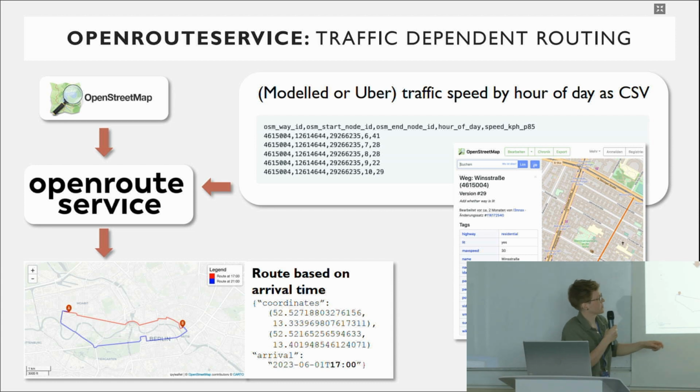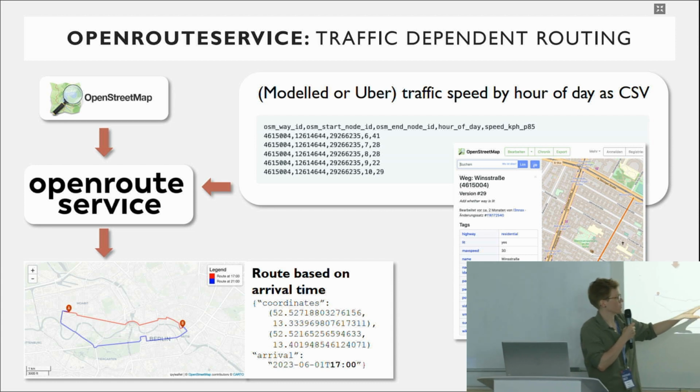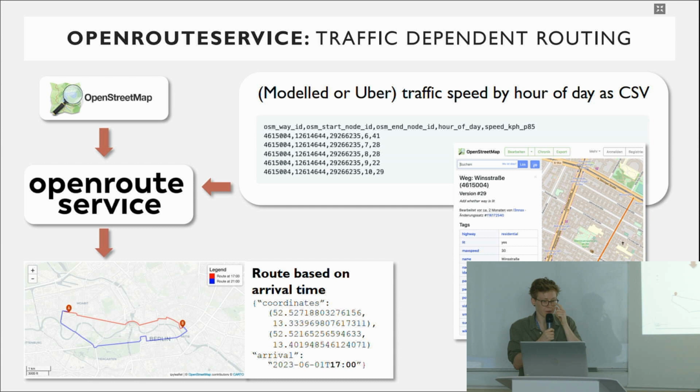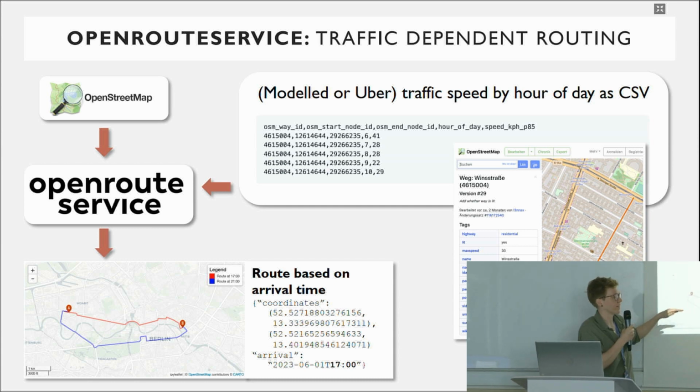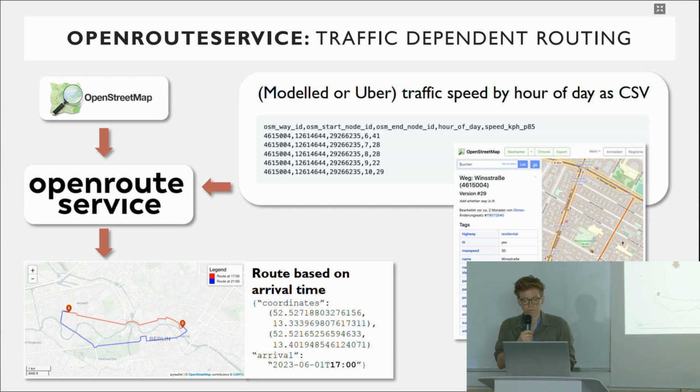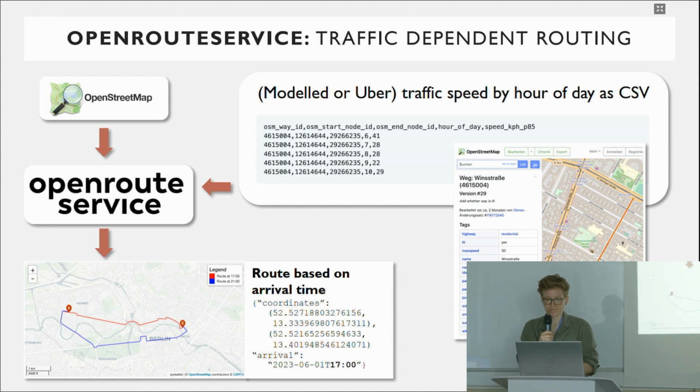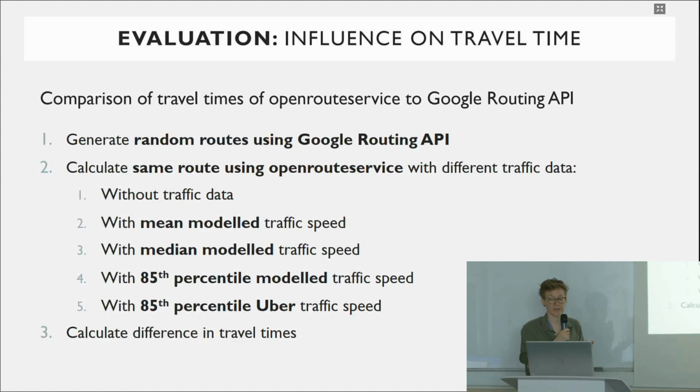And if you request a route from OpenRouteService, you also indicate your arrival time or departure time, and then you will get different routes depending on when you drive. So how did we evaluate this?